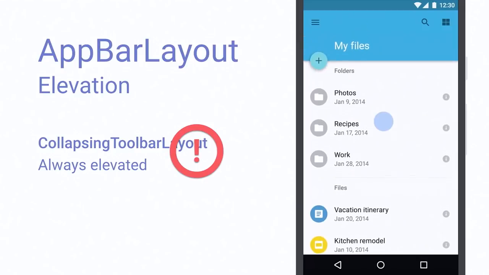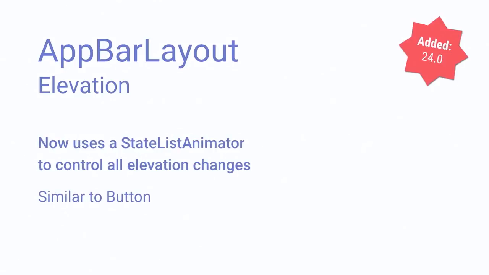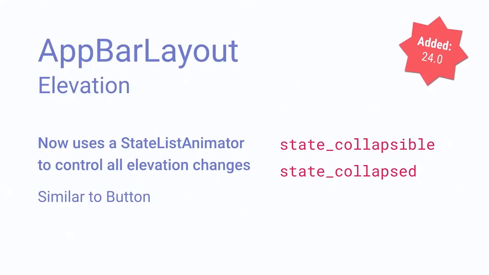So we were trying to think of ways to implement this in a nice way, and the way we settled on was a state list animator. We now have a state list animator which controls all of the elevation. This is similar to the button implementation in Material. When you click on a button in Material, it's supposed to come to your finger and enlarge, and that uses a state list animator internally. So we're using the same functionality. We've added 2 states which you can use in your state list animators to implement this. The first is collapsible, which means that there is collapsible content within that app bar layout. And secondly is collapsed, which means that there is collapsible content, and it is also collapsed.